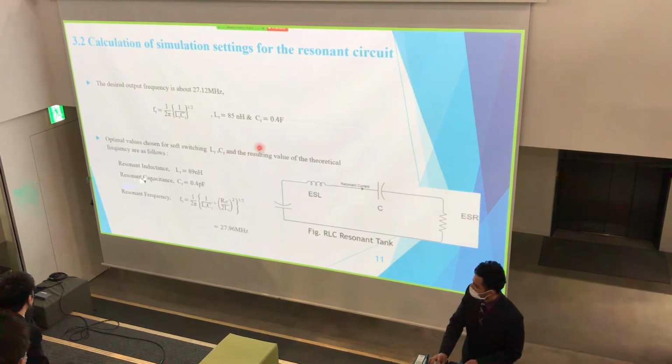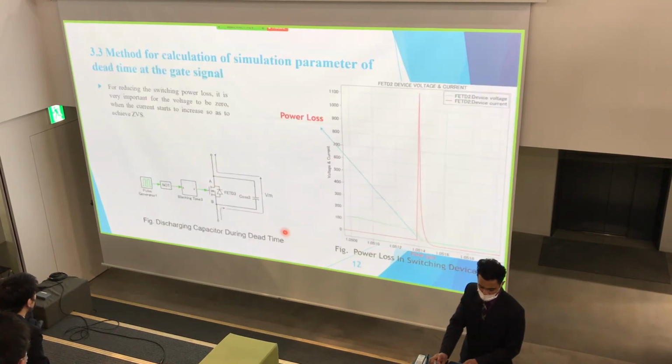To make the circuit a little bit inductive in nature, so that there is a delayed response on the current and we can achieve ZVS, I will increase the LR to 89. Thus the resonant frequency would be 27.96 in this case.